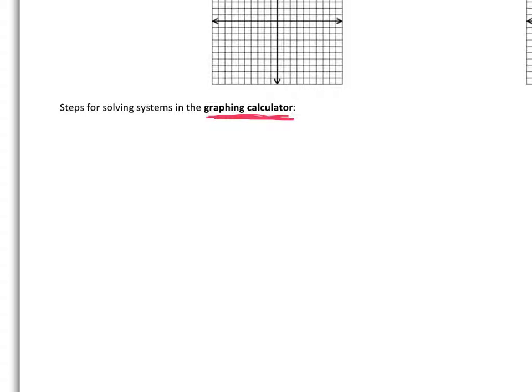Most of you know how to graph a line in a calculator, but I'm going to show you how to find the point of intersection using your graphing calculator. Some of you might already know how to do that, but we will work on that tomorrow.